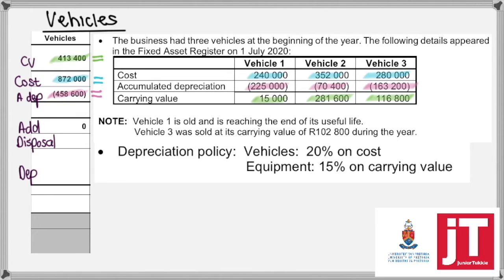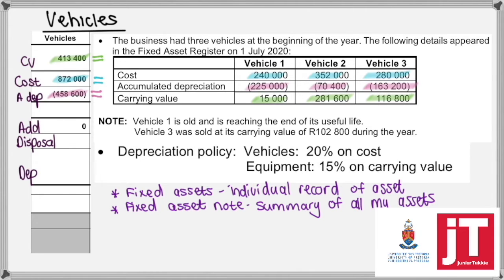And again, what is the reason for this? The fixed asset register is an individual record of all my assets. The fixed asset note is a summary of my assets. So it should balance. So take note, what are they telling us now about the vehicles? Vehicle number 1 is old and is reaching the end of its useful life. And vehicle number 3 was sold at its carrying value of 102,800 during the year.